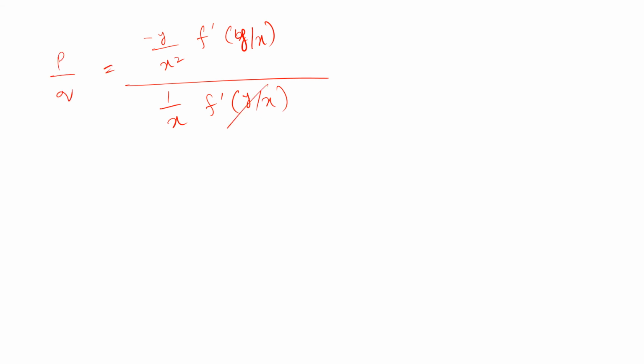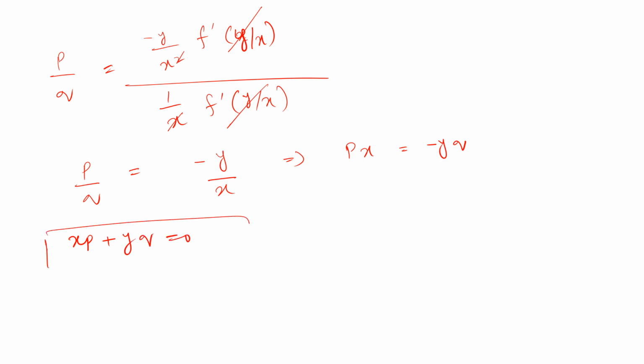So now we can see that this will cancel out and this x will cancel with 1 over x, and we will be left with p over q is equal to negative y over x. So this implies x times p is equal to negative y times q, and we can write it as x times p plus y times q is equal to 0. So this is our partial differential equation.